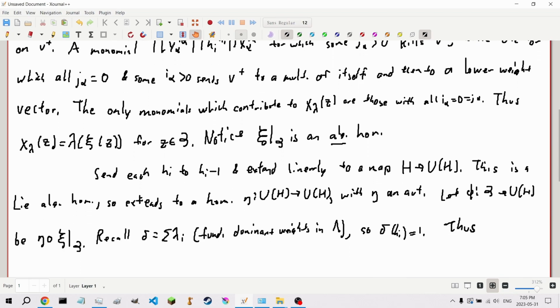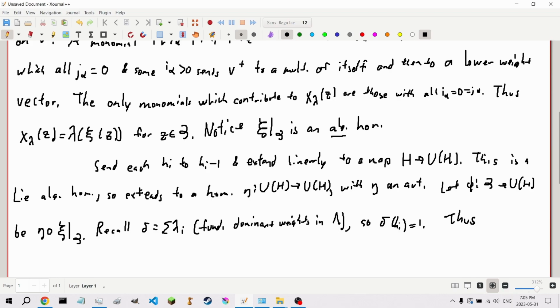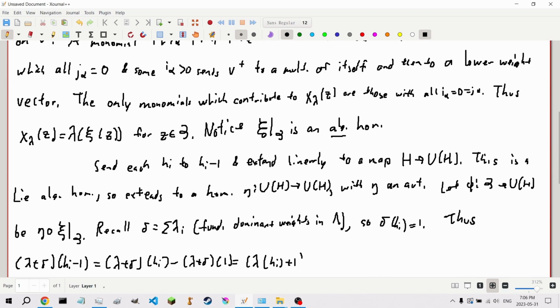Thus we have a long equation, which we need to write on a new line, that lambda plus delta of h_i minus 1 is lambda plus delta of h_i, of course, minus lambda and delta on 1, which is going to be lambda of h_i plus 1 minus 1, which is of course lambda of h_i.